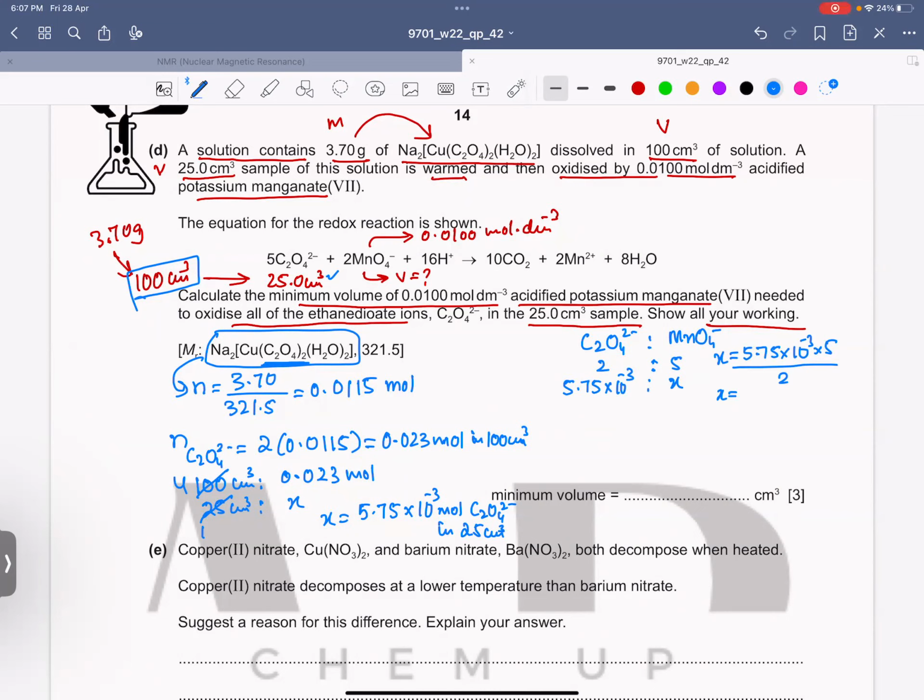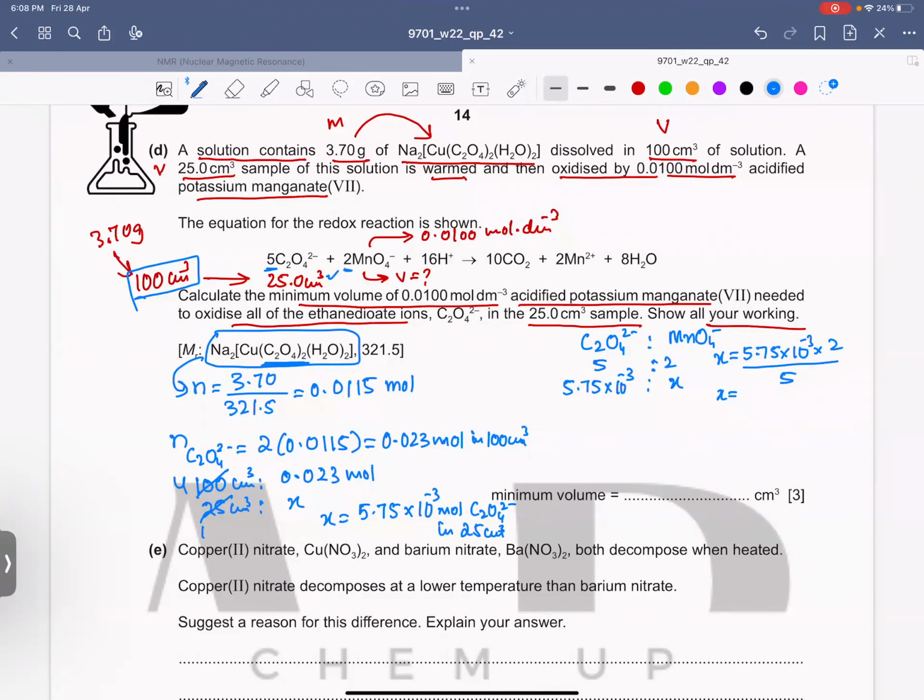Sir, you wrote the ratio upside down. One minute. Sir, the ratio is inverted. Yes, sir, C2O4 to MnO4 minus is 5 to 2 moles. It's 5 and it's 2. So here 2 and it's 5. Okay, thank you. I didn't look at the equation. There are 5 moles and there are 2 moles.